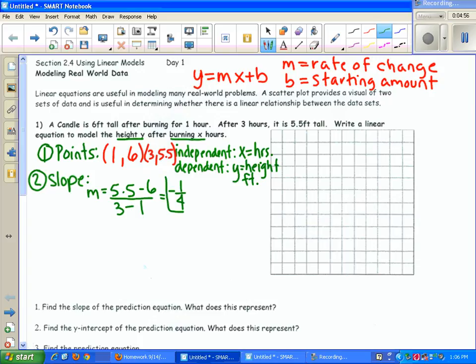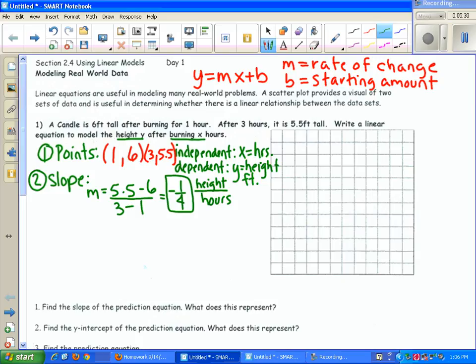So remember, this is my slope, and remember, slope is rise over run. So what does this mean? I always like to write this out too, so this means I have my height over the number of hours. So this basically means that our height is decreasing 1 foot for every 4 hours. So that's the rate at which our candle is burning.